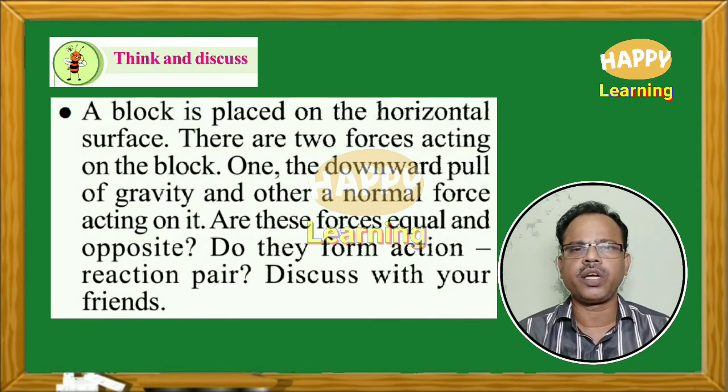Next one. A block is placed on the horizontal surface. There are 2 forces acting on the block. One, the downward pull of gravity, and the other, a normal force acting on it. Are these forces equal and opposite? Do they form an action-reaction pair? Discuss with your friends.